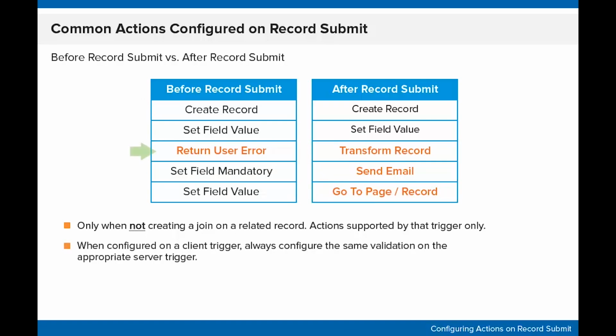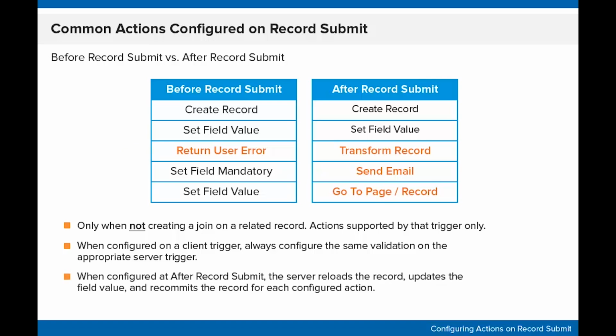When configuring return user error on a client trigger, always configure the same validation on the appropriate server trigger. When set field value actions are configured at after record submit, the server reloads the record, updates the field value, and recommits the record for each configured set field value action.